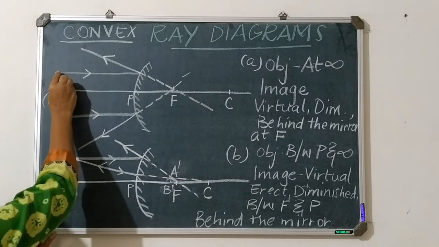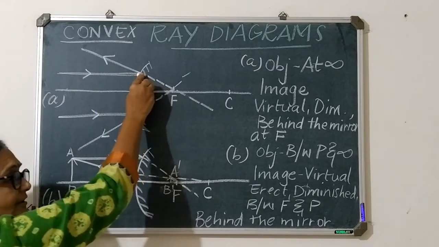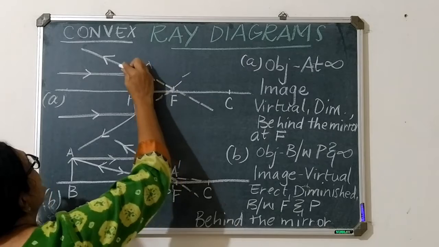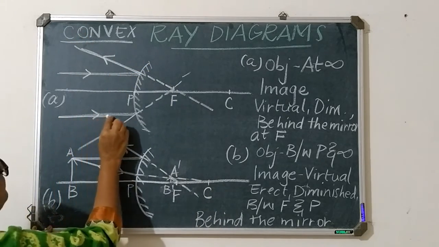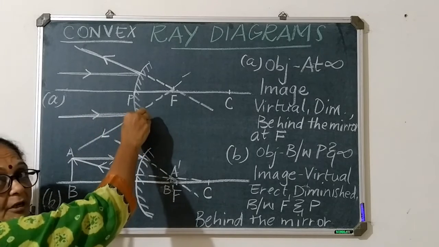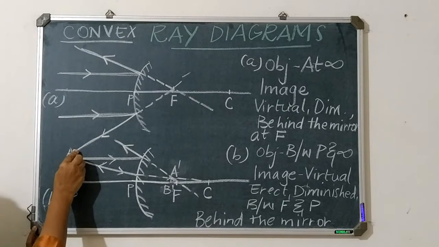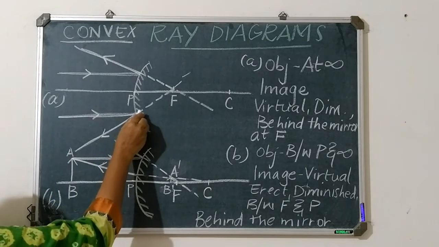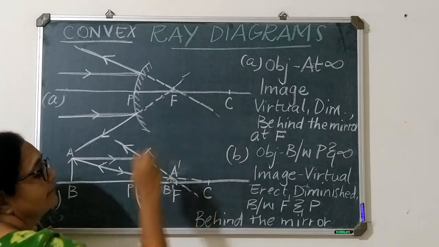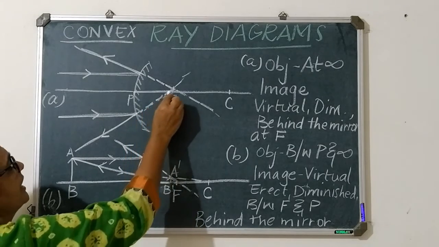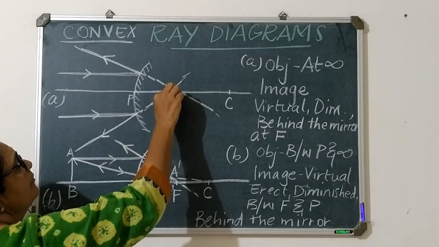If the object is at infinity, from there the ray will fall on the mirror, and because this is a diverging mirror, the rays will diverge, they don't meet. Same way, suppose one more incident ray we have seen here, after falling on the mirror, because it is a convex mirror, it is a diverging mirror, so the rays will diverge. So what do we have to do? We have to extend the rays behind, and wherever those rays meet, there your image will be formed.